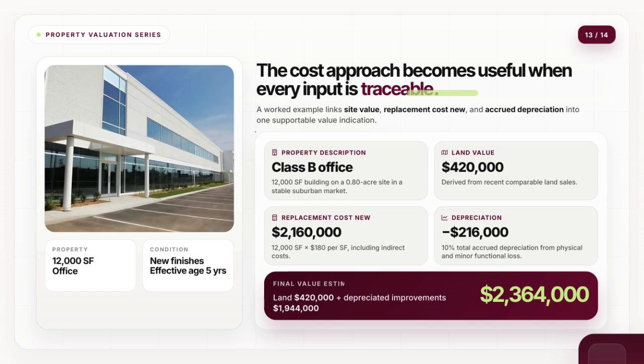in the area. For the building itself, the replacement cost new is $2,160,000, calculated at $180 per square foot, covering both direct and indirect costs. Now, we account for depreciation, which in this case totals 10% or $216,000, reflecting both physical wear and minor functional losses. Adding the land value and the depreciated cost of improvements gives us the final estimated property value of $2,364,000. This example clearly ties together land value, replacement cost, and depreciation into a single supportable valuation.